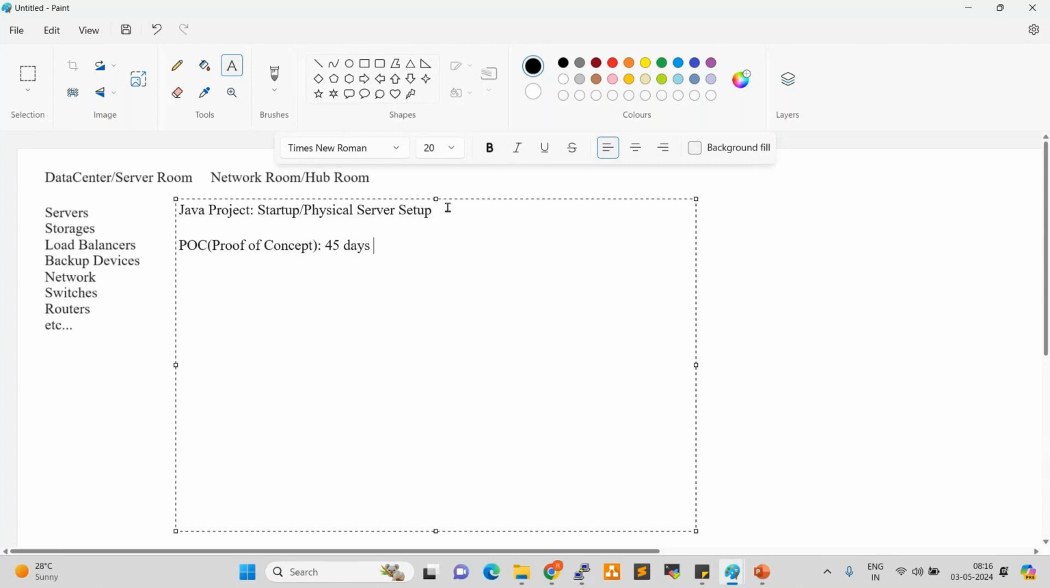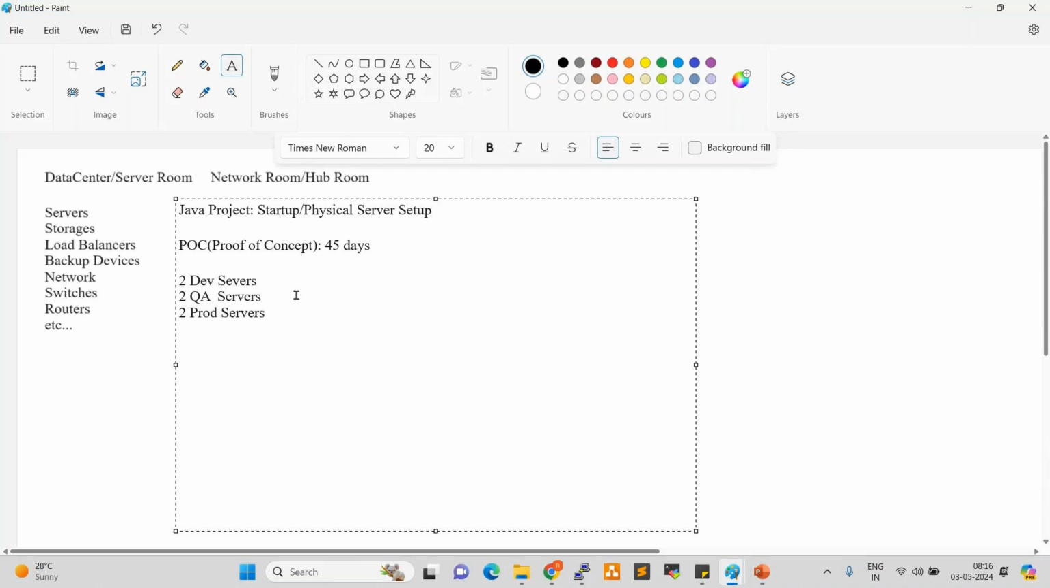For this POC, the client asks you to take two development servers, two QA servers, quality assurance servers, and also two prod servers. Right. So why do we require three types of servers here?